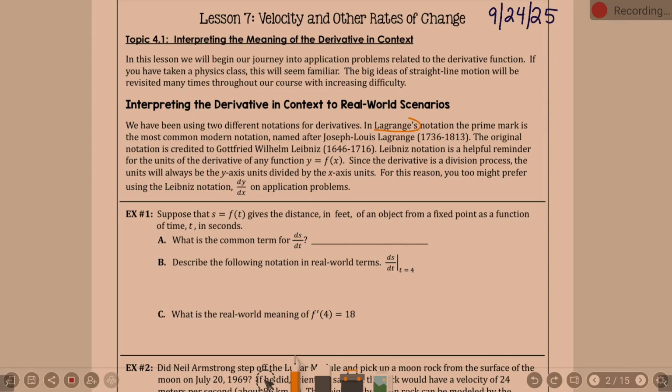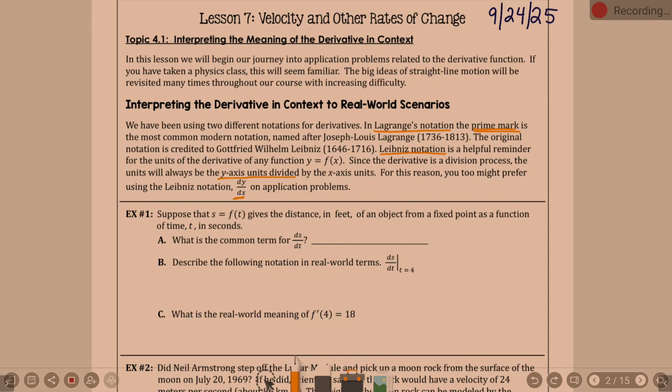One of them is Lagrange's notation. And that's honestly probably the one we prefer, and that's the prime mark. So when we say y prime, find the derivative, that's Lagrange's notation, and the most common modern notation. And then the original notation goes to Leibniz. And Leibniz notation is the dy dx. And the nice thing about that one is that it shows the units of y with respect to the units of x. And so that's your Leibniz notation.